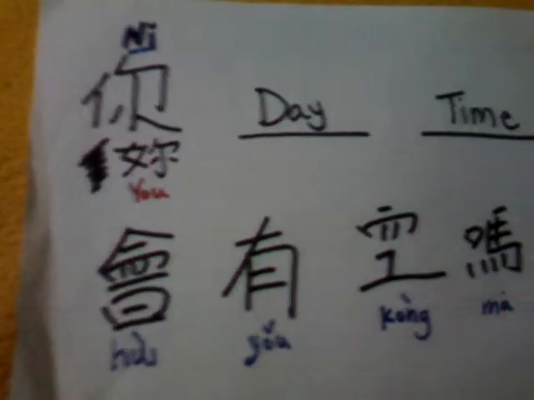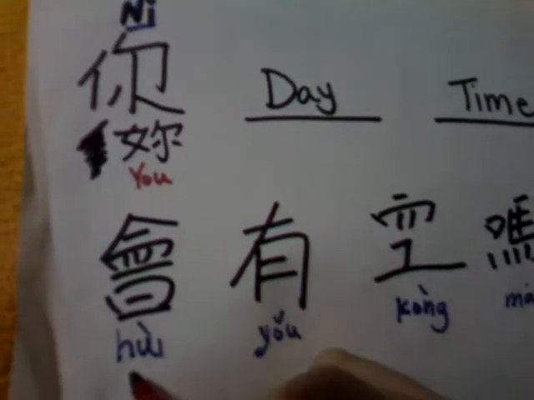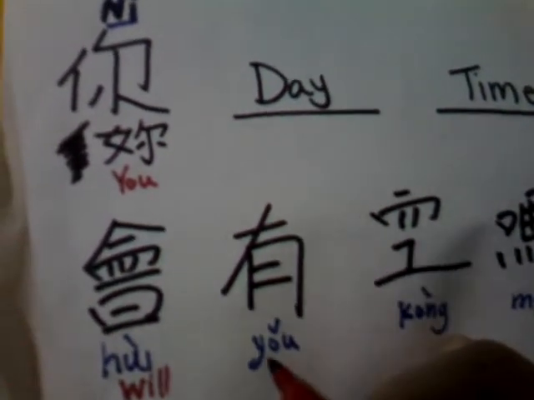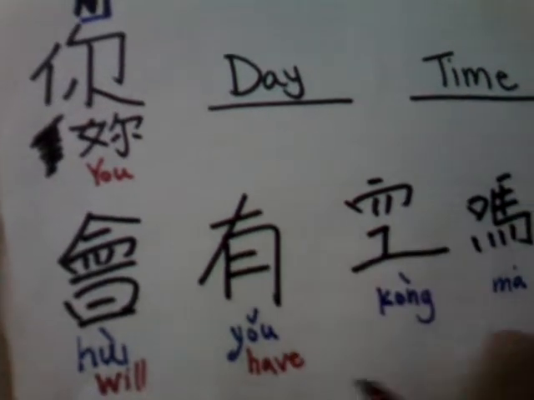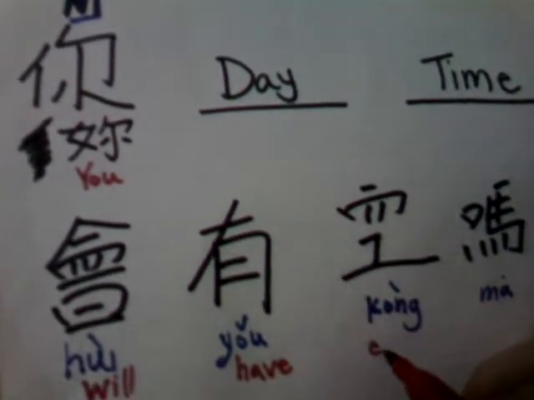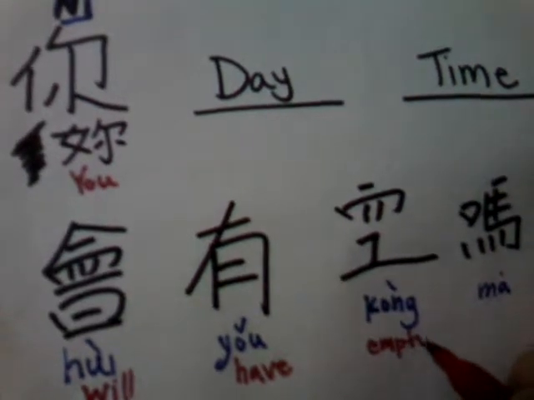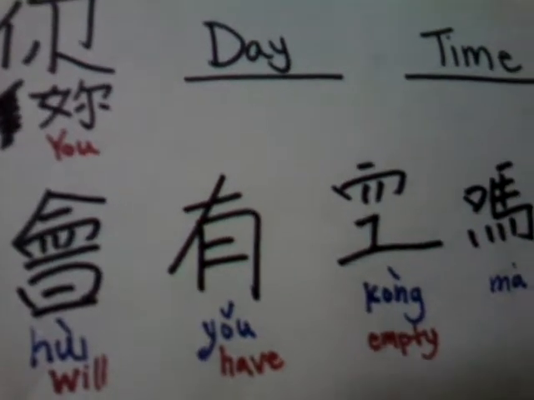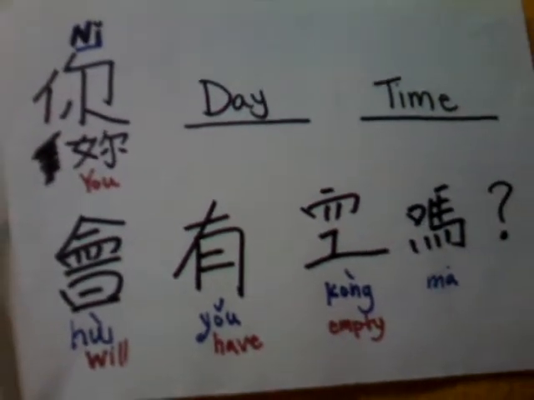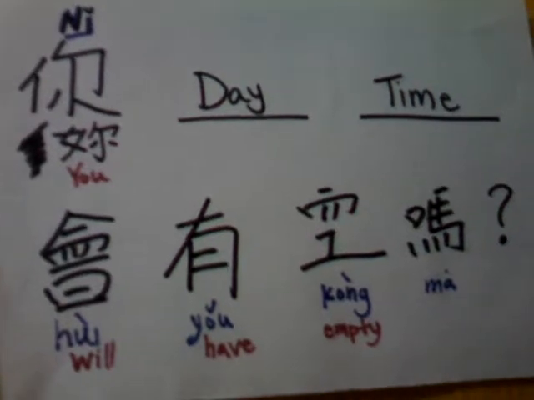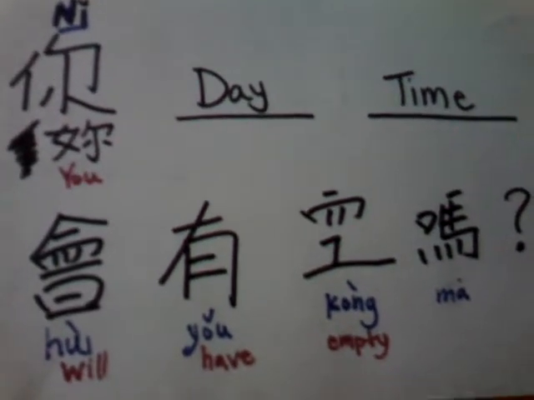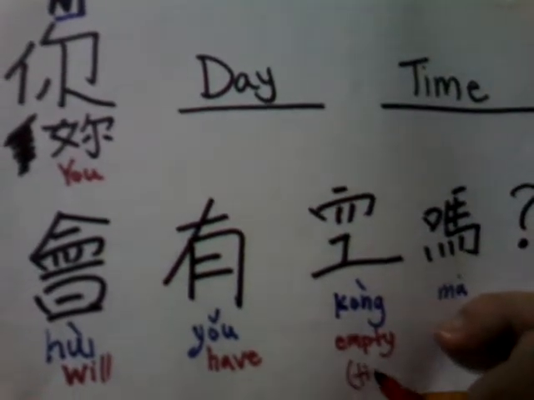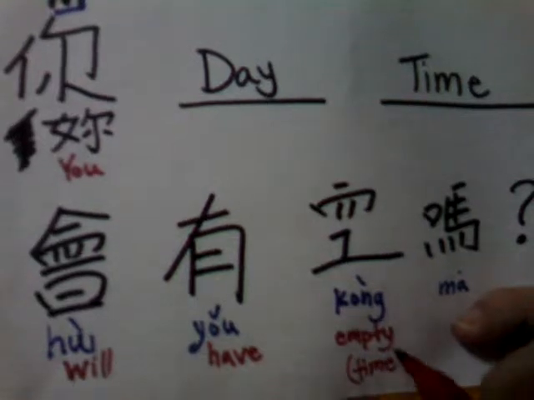Now, 你 we've already talked about, means you. 会 is will. 有 is have. 空 it means empty. But when you put 有空, they're talking about time when you do that. You have an empty time. You don't need to actually add the word time on the end of that. You just say, will you have time? 你会有空吗? Will you have empty? 你会有空吗? And I'll put time in parentheses here, but it's an understood thing.